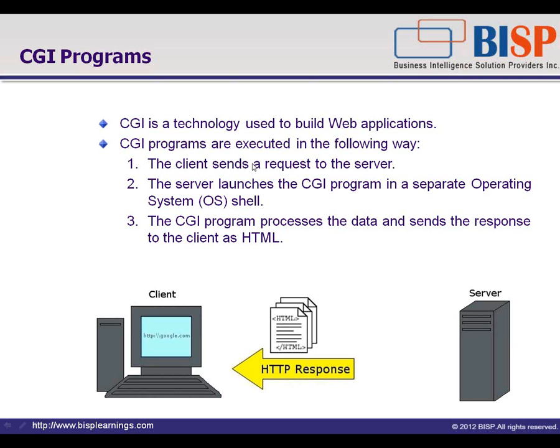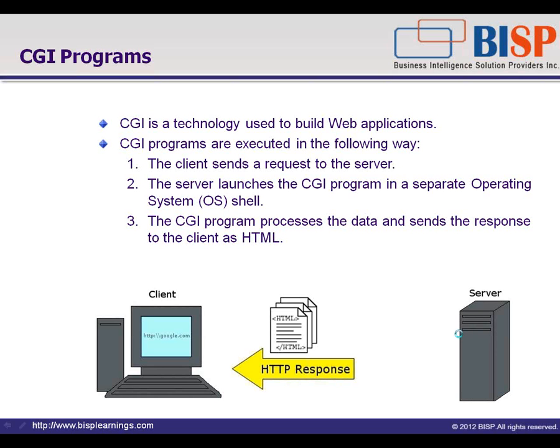First, a client sends a request to the server, and the server launches the CGI program in a separate operating system which is called a shell. It means that whenever one client sends a request to the web server, my web server will create a shell for that particular request. A shell is just like an operating system inside the web server. The CGI program processes the data and sends the response to the client as HTML. It means that when the web server sends the response to the client, it is in the form of HTML.